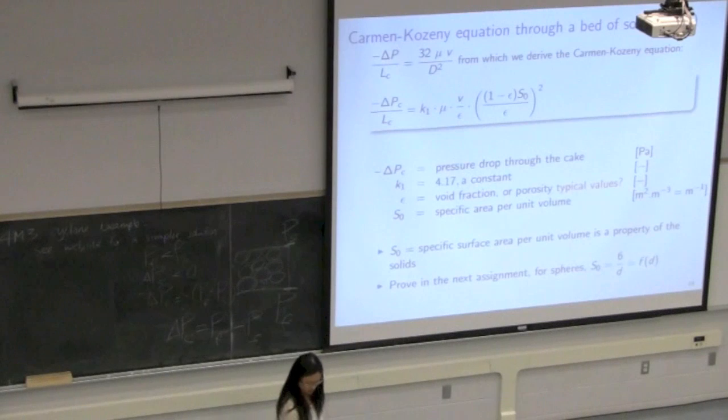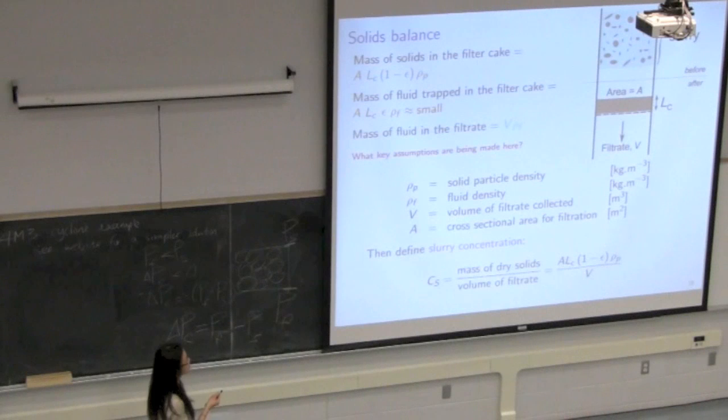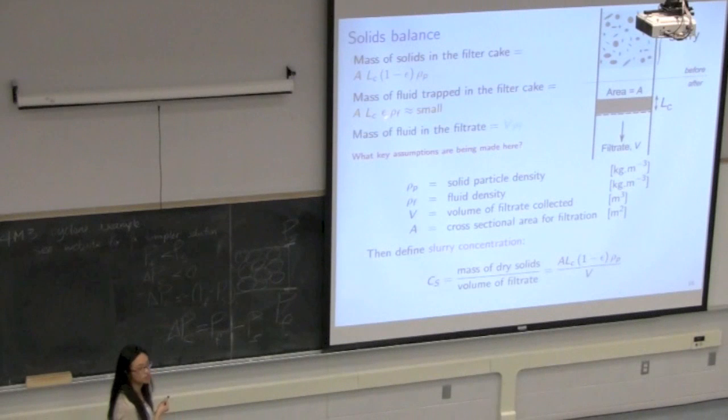Okay, so just taking a look at what we have overall so far. We've got our slurry at the top, and then it's flowing down through that porous medium and coming out as the filtrate. We've got cake here. A is the cross-sectional area of the cake, and L is our cake thickness. If we wanted to look at the mass of the solids in the filter cake, we start off with our volume: cross-sectional area times cake thickness, times 1 minus porosity, times particle density. Okay, so that's the solids in the cake.